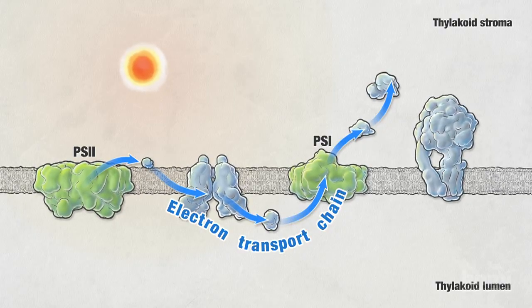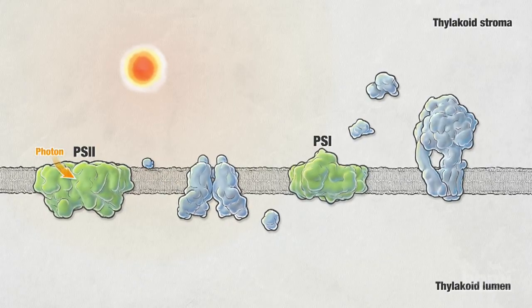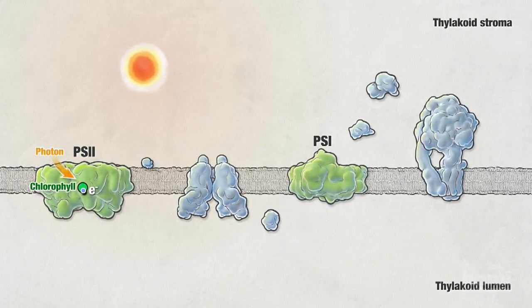Let's take a closer look to see how this process works. First, photons of light hit chlorophyll, a light-absorbing pigment in photosystem 2.